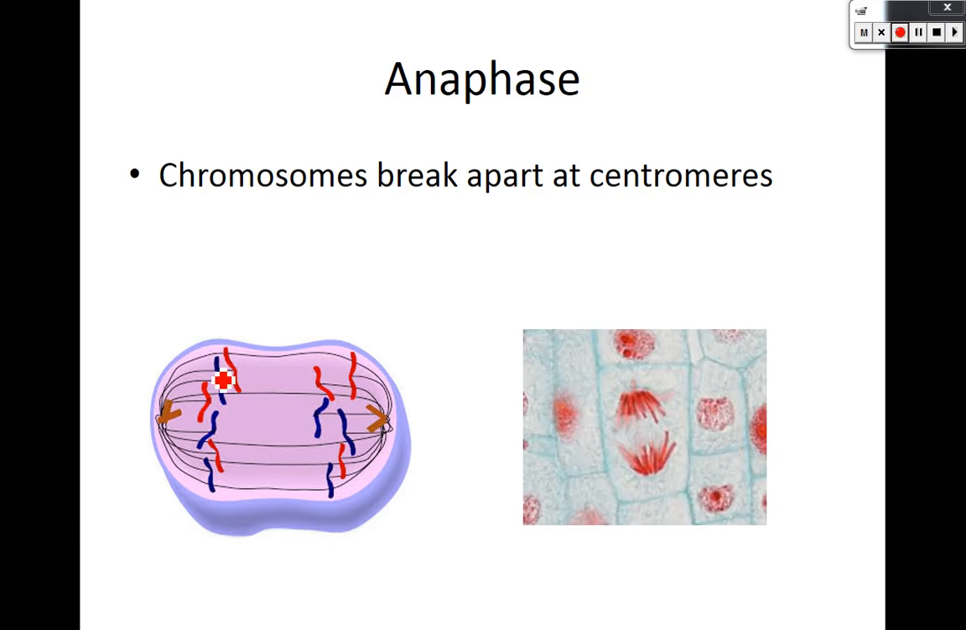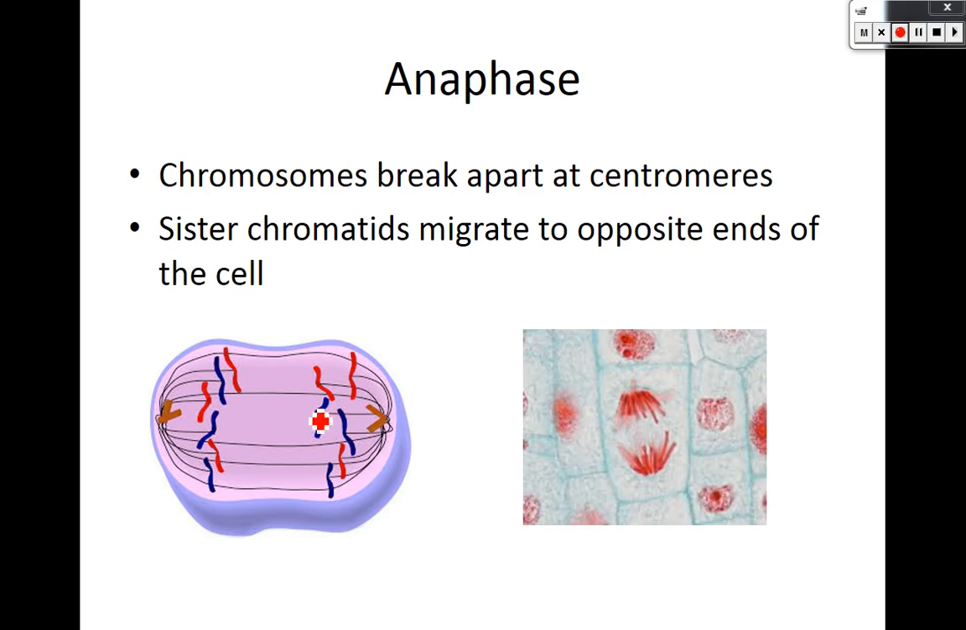And you can see they're being pulled away from each other, but each side is pulling away one of the two halves. And so this side is getting its 3 red ones, this side is getting its 3 blue ones, and so each side will have 3 red and 3 blue so that they're exact. And so now what's happening is those spindle fibers are pulling those chromosomes apart. And so the sister chromatids, or the two chromosomes that are equal, migrate to opposite sides of the cell.